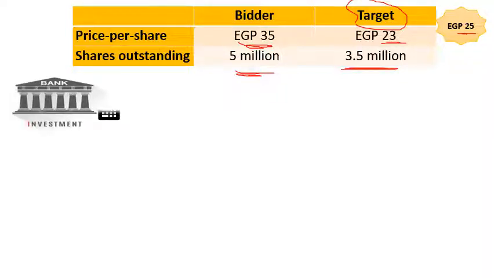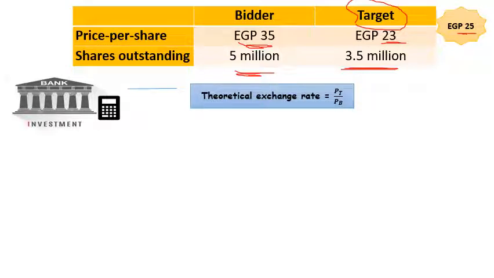So the investment bank calculates the exchange ratio by dividing 23, which is the market price of the target, over the market price of the bidder at 35. This will be called the theoretical exchange ratio. Dividing 23 over 35 gives 0.66. But the shareholders of the target company require 25 per share, not to accept 23 per share.